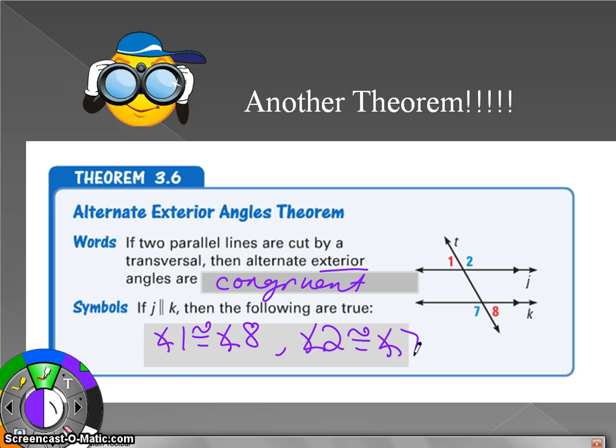Oh, the short form of that: parallel lines, therefore alternate exterior (alt ext) angles are congruent. Shorthand.